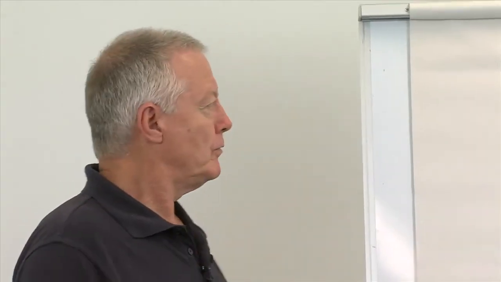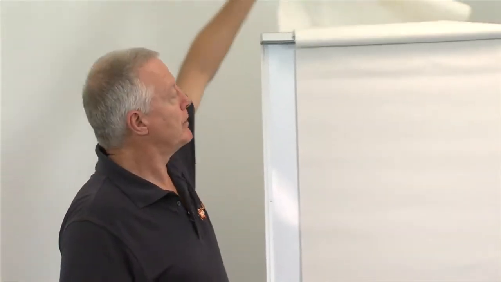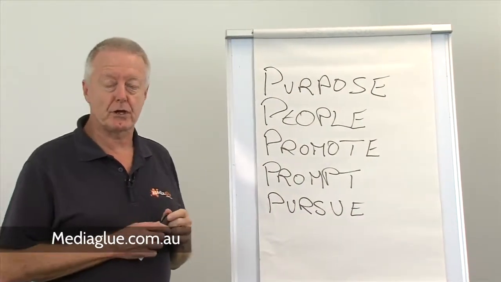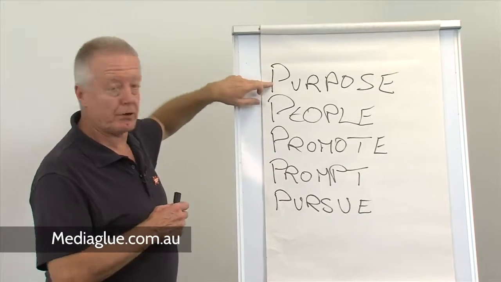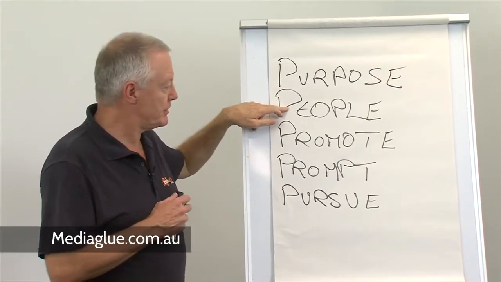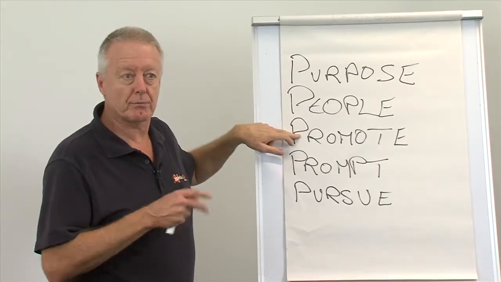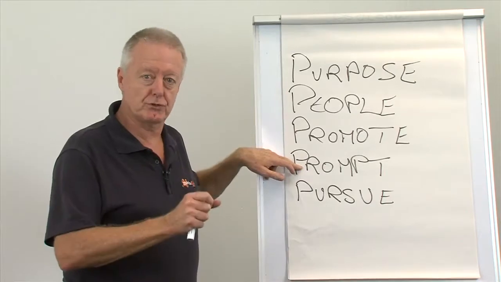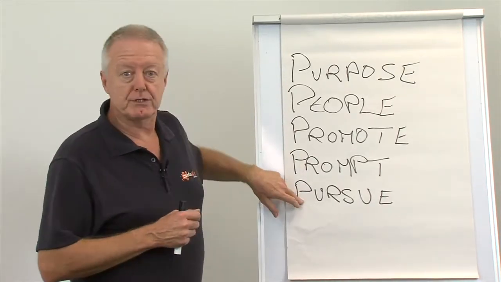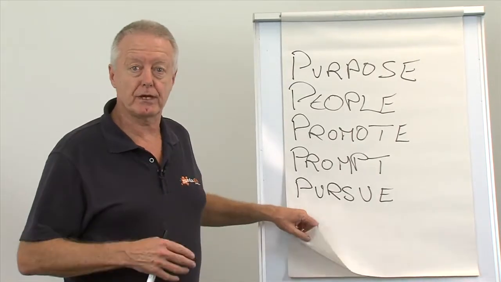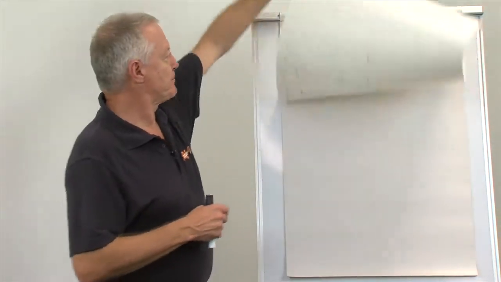You may have remembered, if you'd seen my earlier video, that I talked about the 5 P's of website performance, and they were purpose, which is what the site's for, people, which is who is going to visit it, promote, how you're going to promote it and how they'll find it, prompt, which is what you want them to do, and the 5th one is pursue, which is how you're going to follow them up once they've expressed interest in your service.